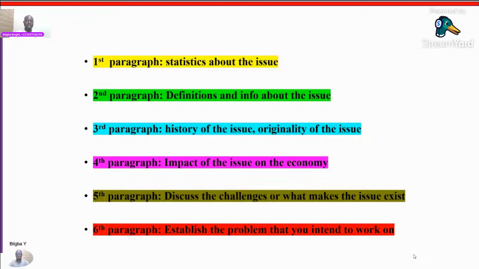So introduction encompasses everything without people actually realizing. You see, the statistics would have been somewhere around your methodology, where you are talking about your materials and methods and data and whatsoever. The definitions and whatsoever are going to be your literature review. That's where you are going to break everything down into details. Then your history, the originality of the issue, is also part of the literature review, and in that order. So this is what I have put together.